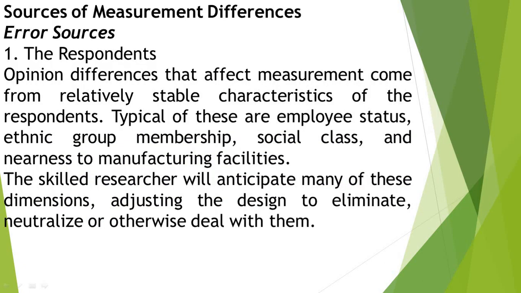Sources of measurement differences. So here are the error sources. First, the respondents. Opinion differences that affect measurements come from relatively stable characteristics of the respondents. Typical of this are employee status, ethnic group membership, social class, and nearness to manufacturing facilities. The skilled researcher will anticipate many of these dimensions, adjusting the design to eliminate, neutralize, or otherwise deal with them.